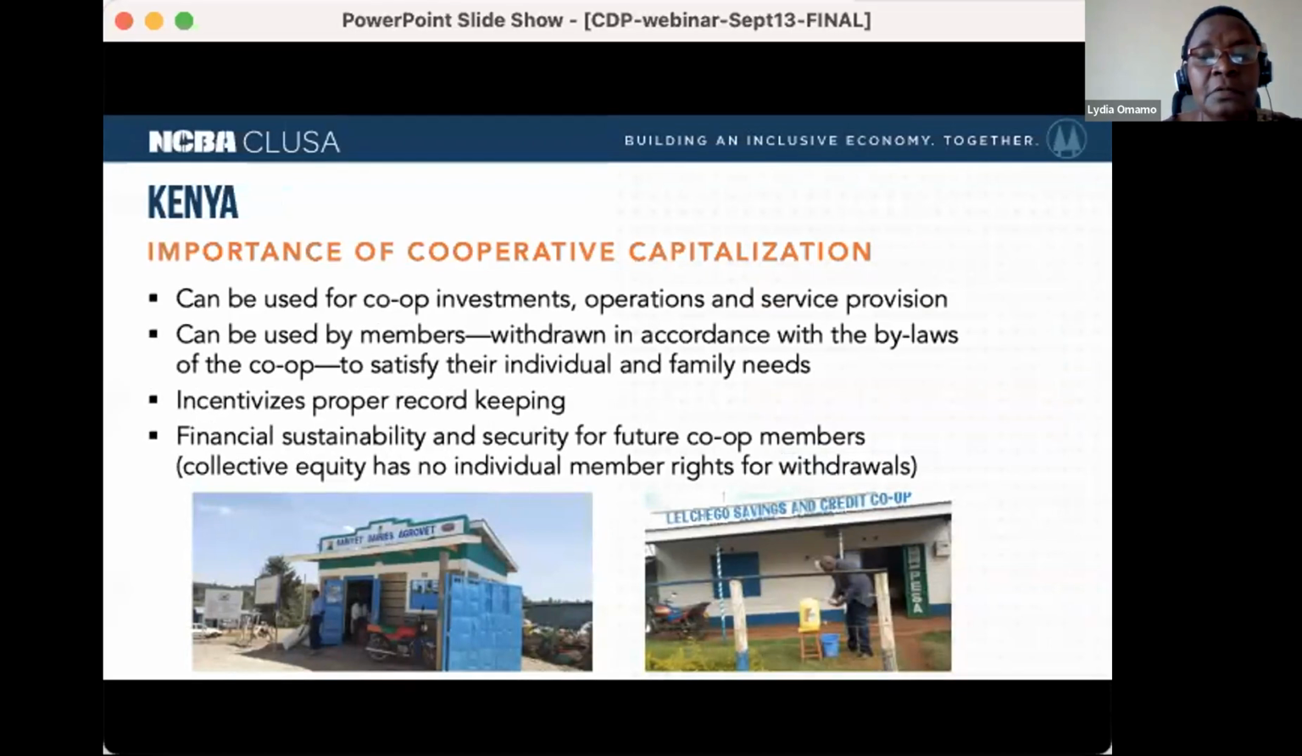The importance of capitalization: it can be used for cooperative investments, operations, and service provision. It can also be used by members who withdraw in accordance with the bylaws of the cooperative to satisfy their individual and family needs. It incentivizes proper record keeping, and it provides financial sustainability and security for future cooperative members.